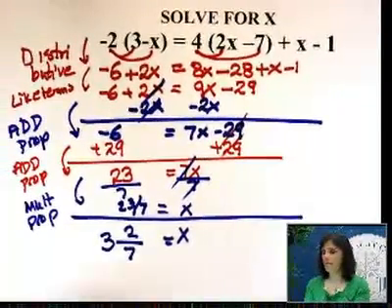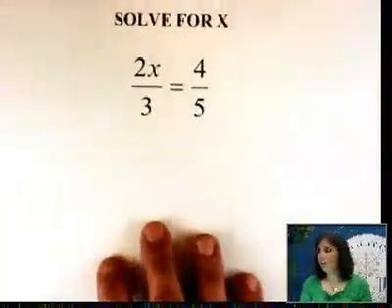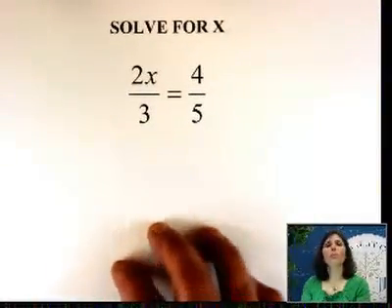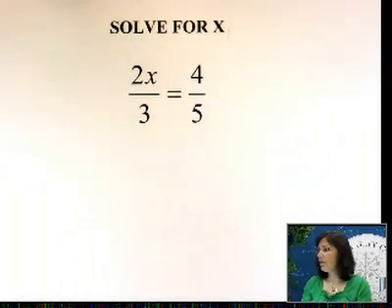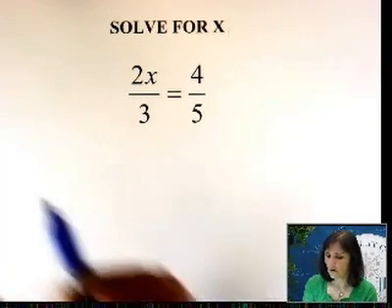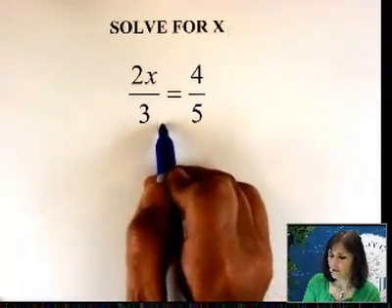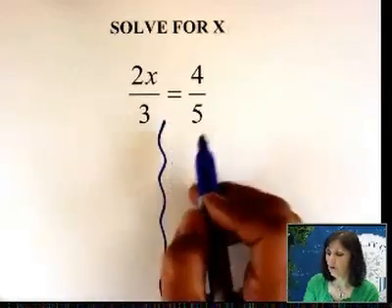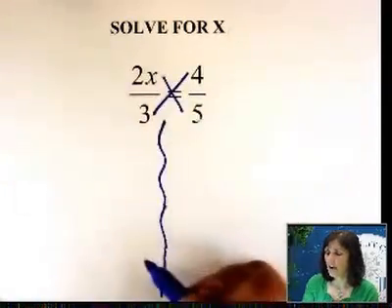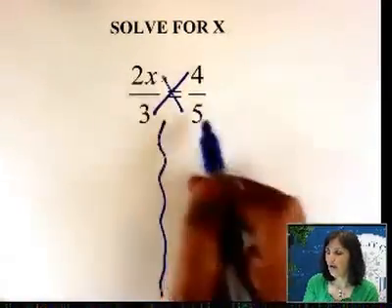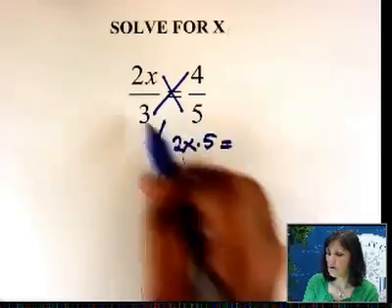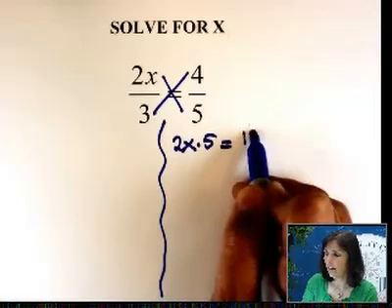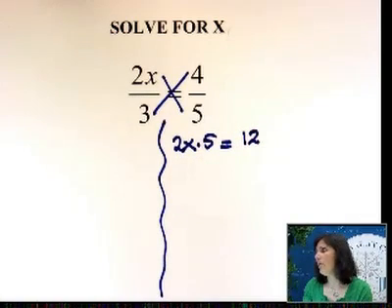All right. You can make them even harder. Things like this. This is called a proportion. You have a fraction on the left, a fraction on the right. Maybe your teacher showed you this. I'll do it both ways. This is the way that you probably learned. You're allowed to crisscross. You can go 2x times 5 equals 3 times 4. You can do it that way.